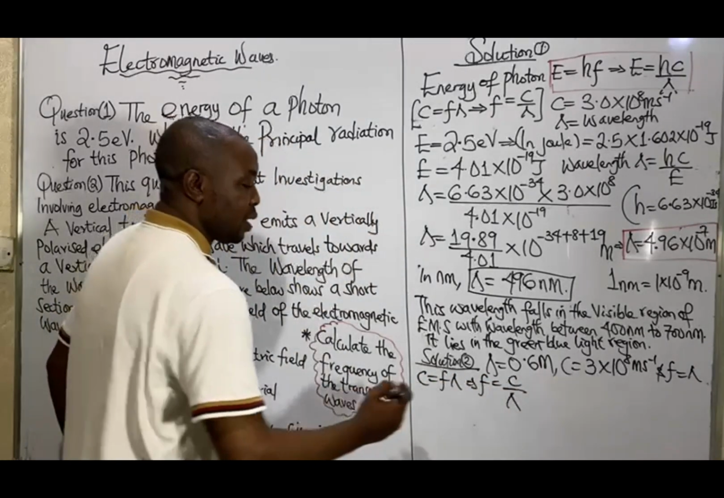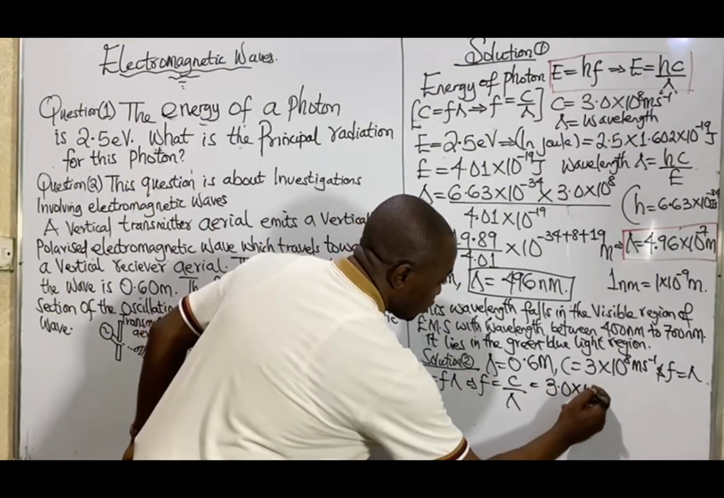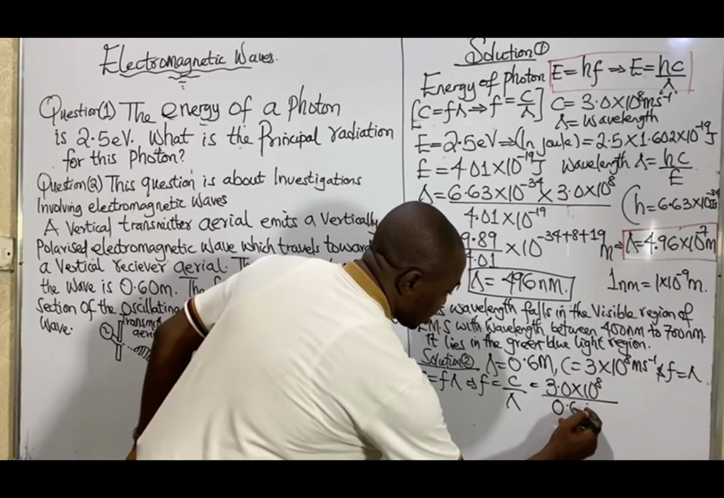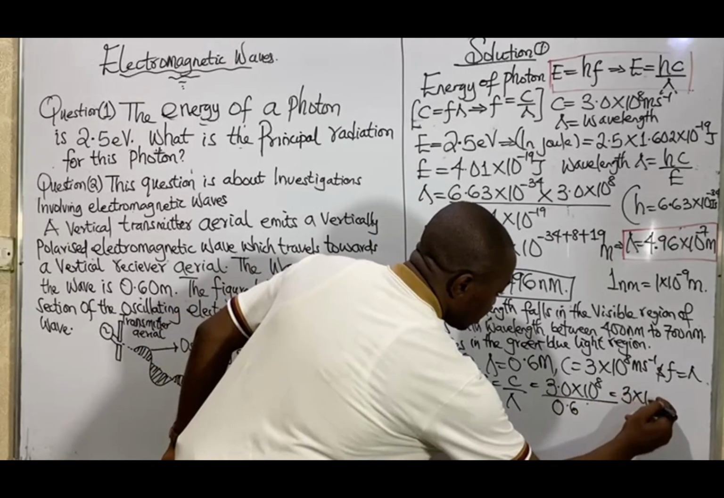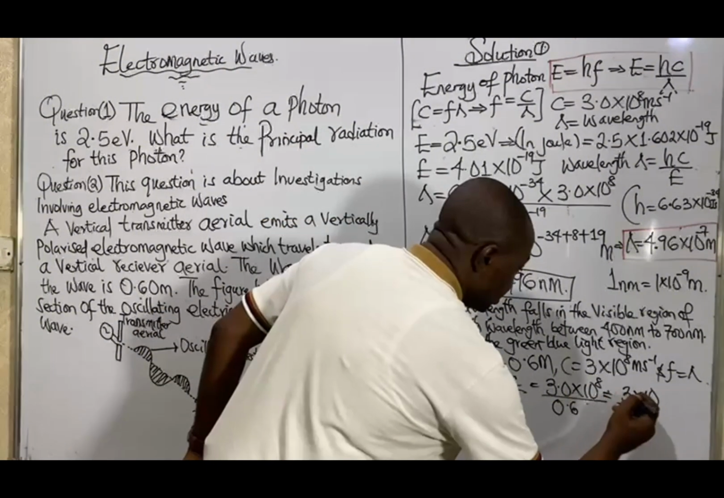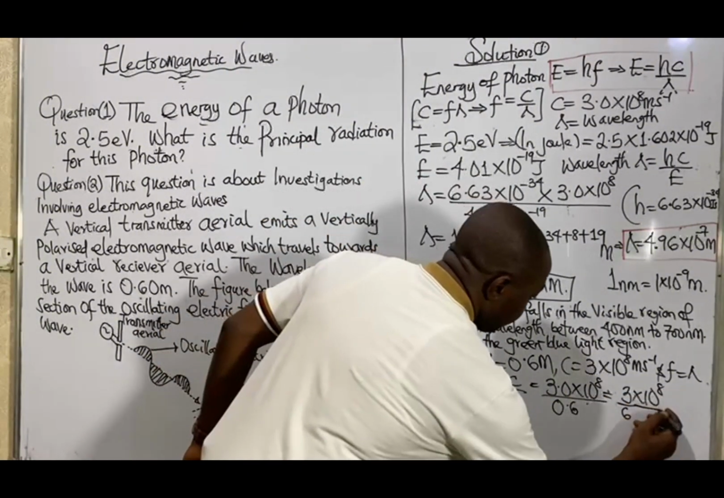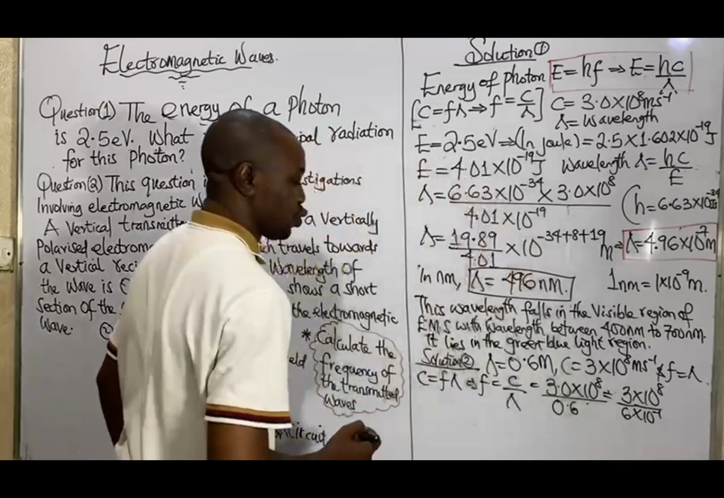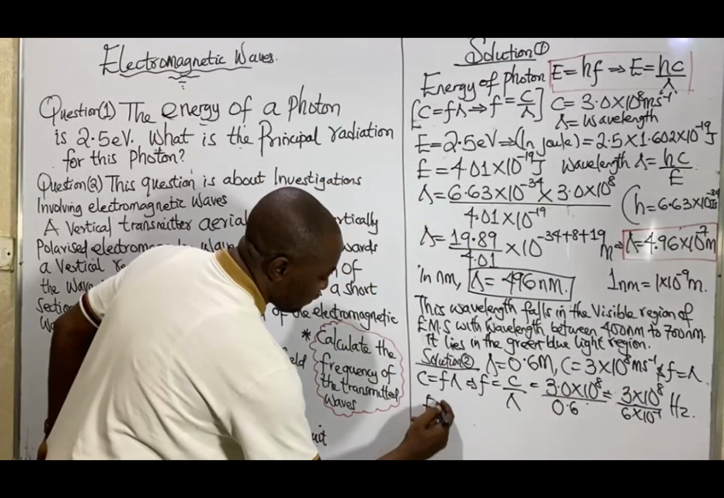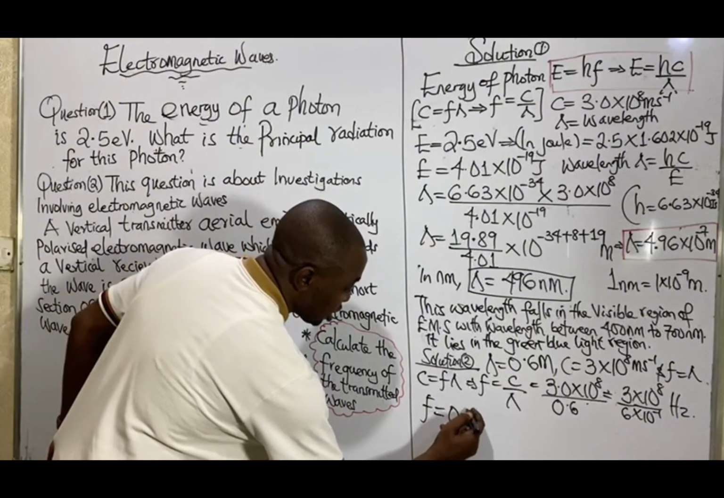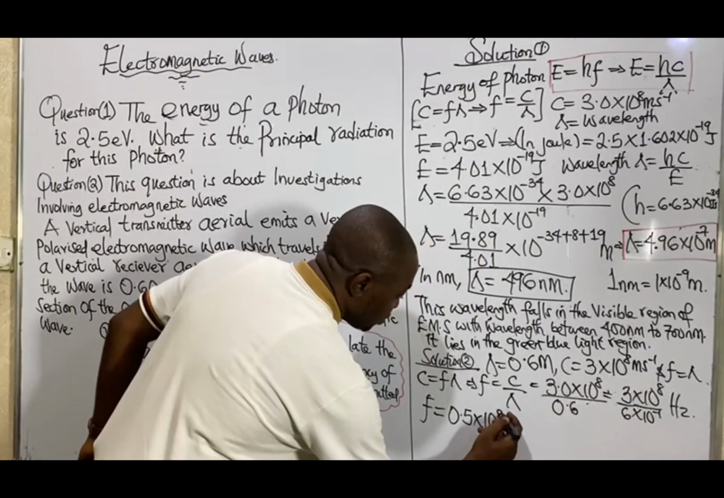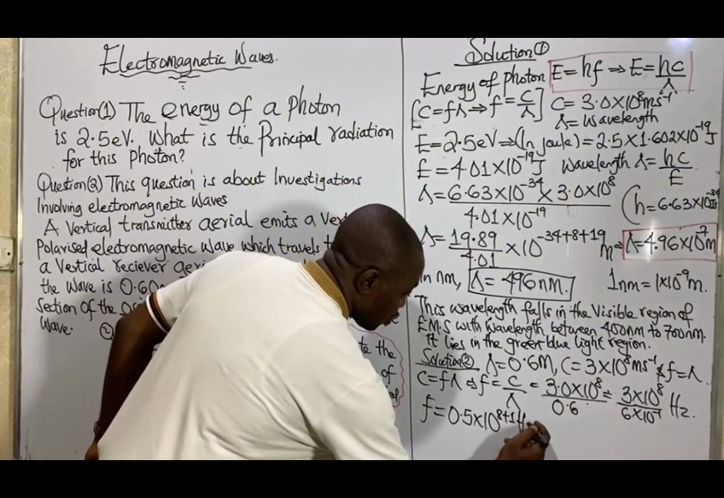So that means 3.0 times 10 raised to the power of 8 divided by 0.6. And this will be 3 over 6 times 10 raised to the power of 8, multiplied by 10 raised to the power of 1. The unit of frequency is hertz. So 3 divided by 6, we have frequency equals 0.5 times 10 raised to the power of 8 plus 1, and this will be in hertz.